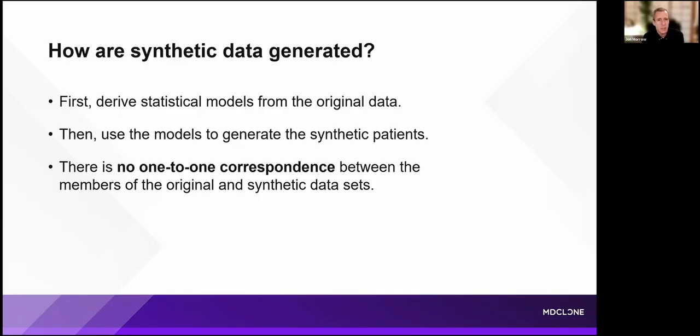Noah will get into this a little bit more deeply, but at a high level view, you derive statistical models from the original data. MDClone derives statistical models from the original data. And then the models are used to generate the synthetic patients. You find the overall shape of the data, and then you fit points to fit those data. You do not maintain any one-to-one correspondence between members of the original and the synthetic data sets.